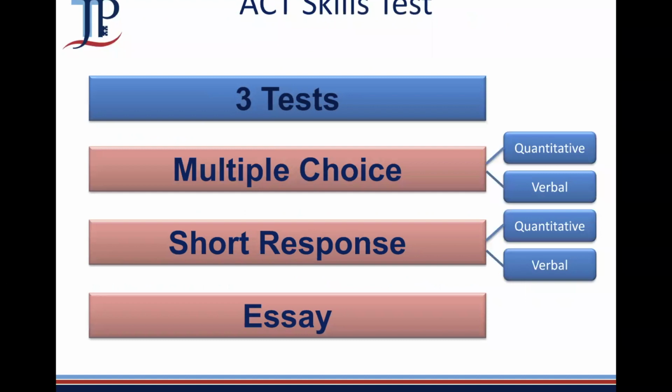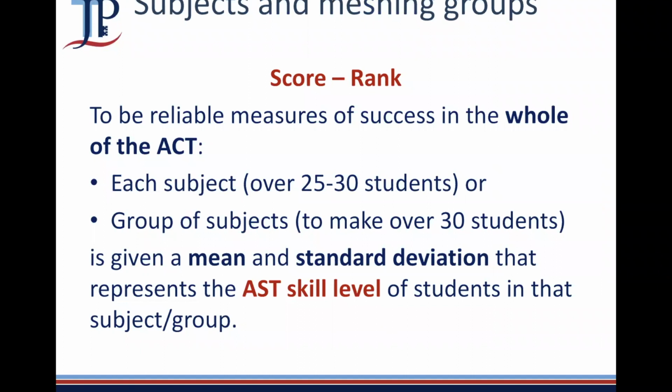Each of those groups, whether it's a single subject like RE or a group of subjects, is given a mean and a standard deviation. That represents the strength of that particular group. And when I talk about the strength of a group, I'm talking about your AST skills, not your skills and content knowledge of a specific subject area, but your ability to complete the AST to a high level.